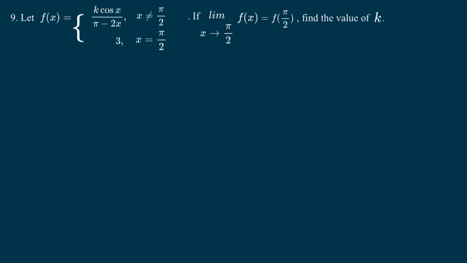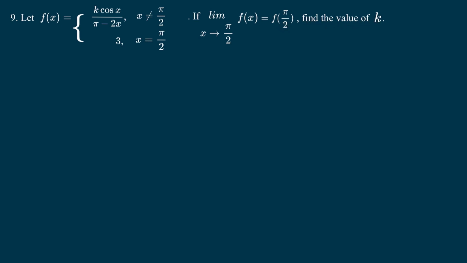Question 9. Let f of x equal k into cos x over pi minus 2x whenever x is not equal to pi by 2. That means whenever x is less than pi by 2 or greater than pi by 2, then I will use this function, and f of x is 3 whenever x is equal to pi by 2. Now the question is saying if limit x tends to pi by 2 f of x equals f of pi by 2, then find the value of k.